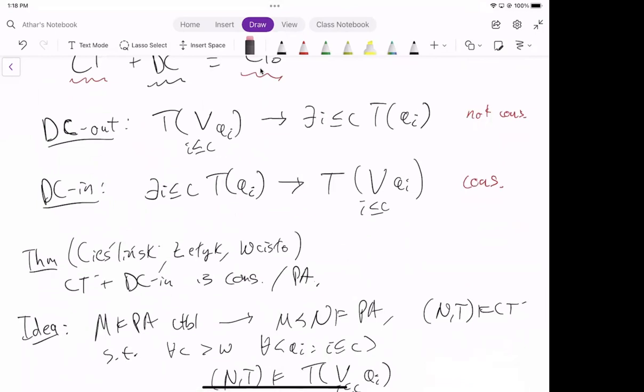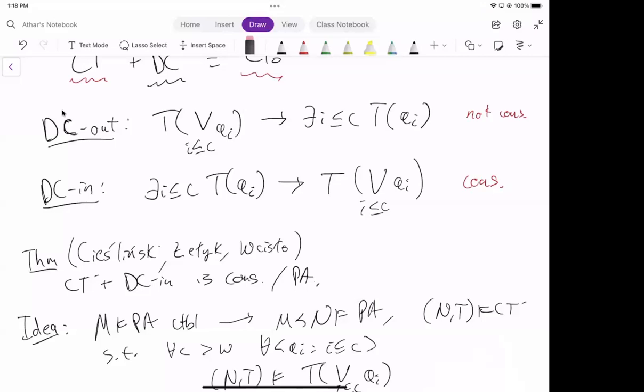That's surprising, right? Yeah, that's interesting. I mean, good question. Go ahead, Wojtek. Yeah, so of course this was the first idea to show non-conservativity of DC out, namely to show that all non-standard disjunctions can be made false. And the deep reason is that this actually is not conservative.